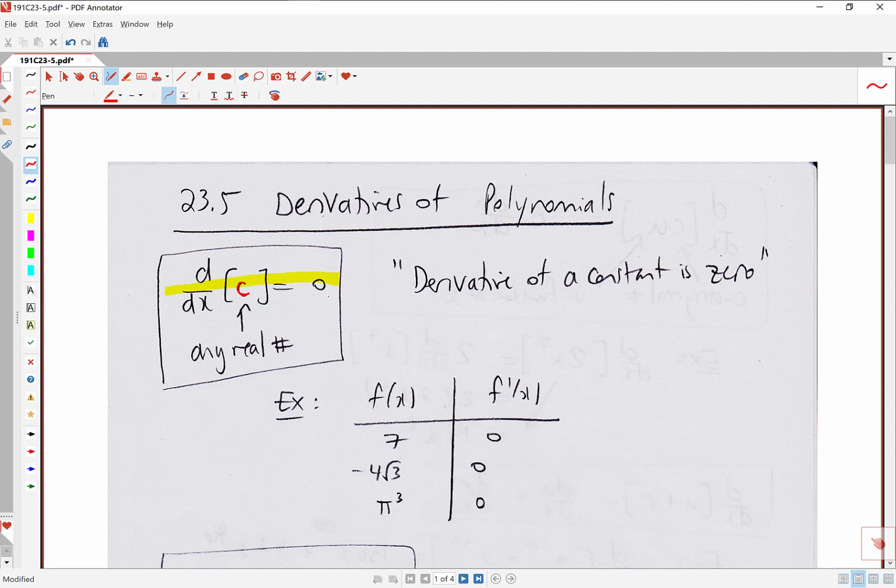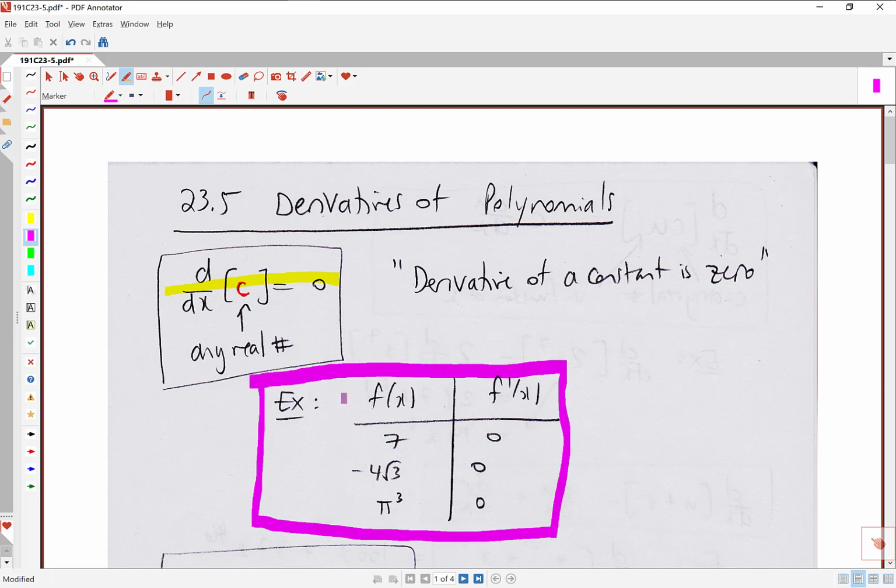Okay, so let's jump into an example. We've got an example right towards the bottom of the page here. In the left column, we've got a few different functions, and in the right column, we're calculating f prime of x, or in other words, the derivative using our rule. Well, anytime our function is constant, the derivative is going to be 0. So if our function is 7, derivative is 0. If our function is minus 4 root 3, our derivative is 0. If our function were, say, pi cubed, again, that's a constant, so our derivative would be 0.